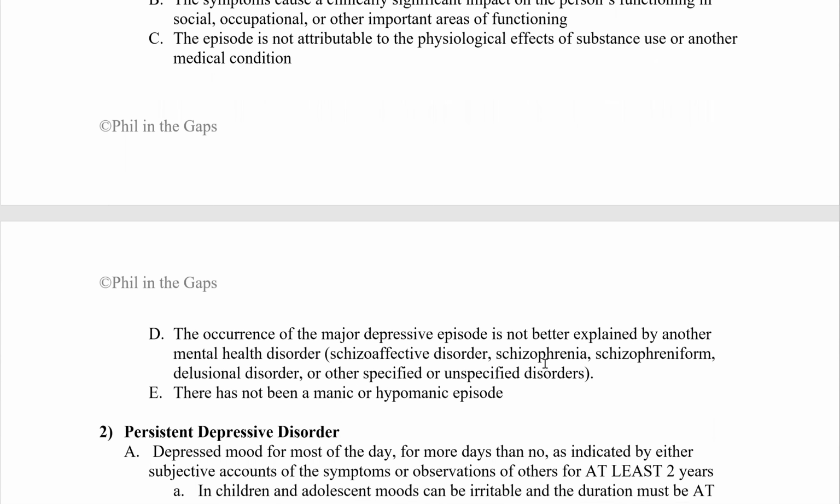The occurrence of the major depressive episode is not better explained by another mental health disorder: schizoaffective disorder, schizophrenia, schizophreniform, delusional disorder, or other specified or unspecified disorders. And there has not been a manic or hypomanic episode, because if there has been, we're looking more at bipolar 1 and/or bipolar 2 disorder. We'll get into those in just a little bit. But just to do our due diligence, those are the specifiers related to major depressive disorder.